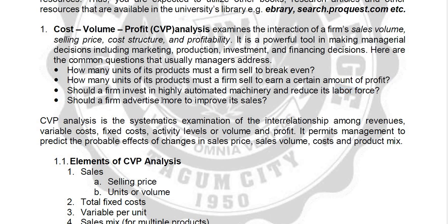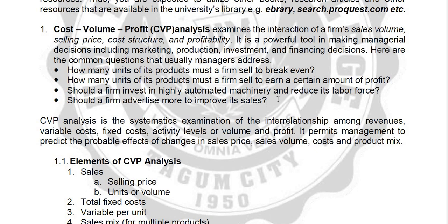Another thing that or another question that can be addressed through the help of CVP is, should a firm advertise more to improve its sales? So, since CVP can help us determine break-even point or even the targeted sales, sales volume, for us to be able to achieve a certain amount of profit.